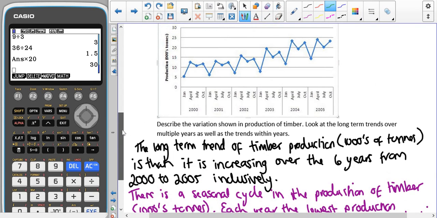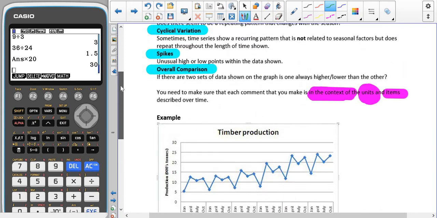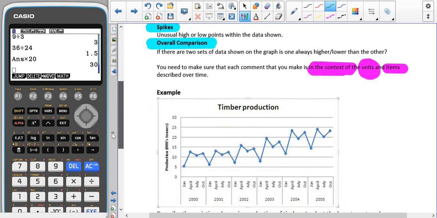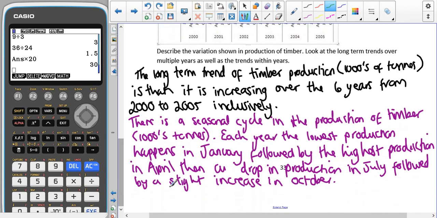So we don't have a cyclical variation, we only have a seasonal variation. I'm sorry, I'm struggling to say that word. We don't have an overall comparison because we don't have 2 sets of data, but we can have a look for spikes. So where is the lowest point? If we have a look here, I can see that the lowest production in timber is 5,000 tonnes, and that happened in January 2000.